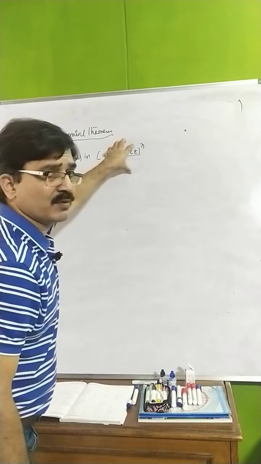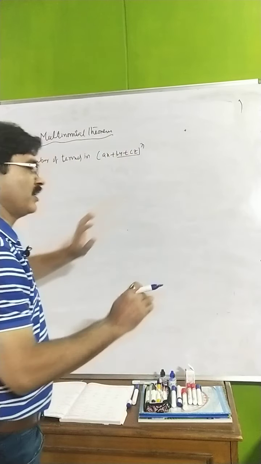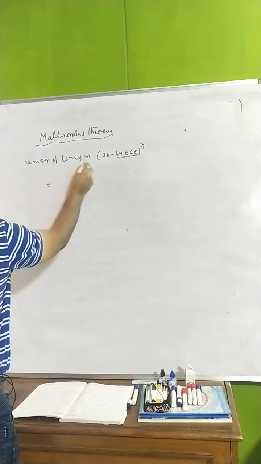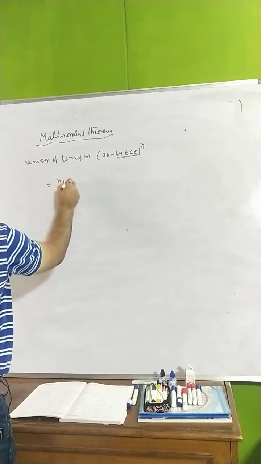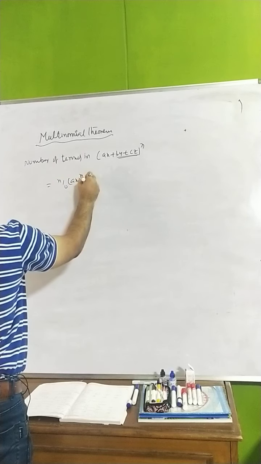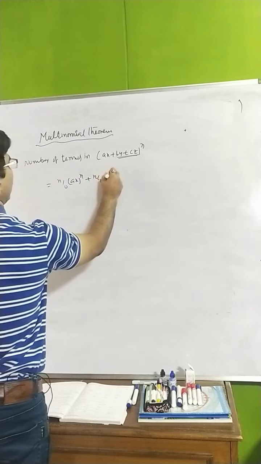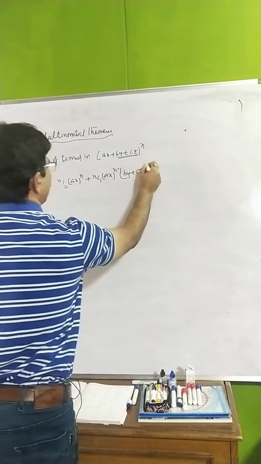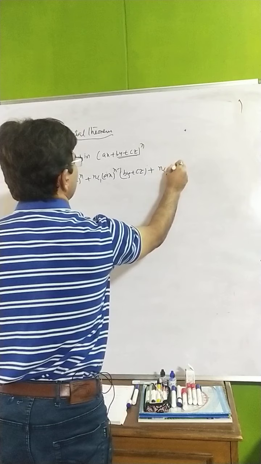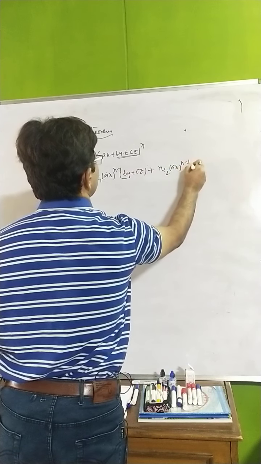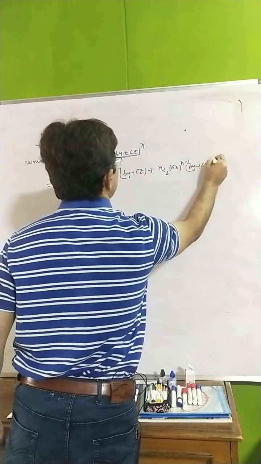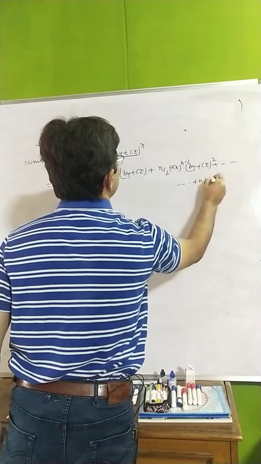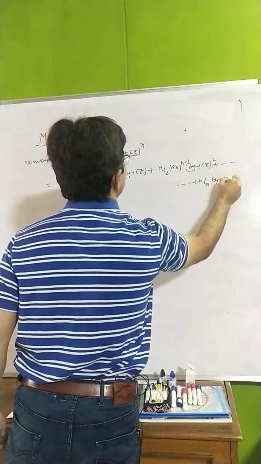How? Treat this one as a binomial, taking this one as one term and this as another term. I want to expand here. How am I expanding? You see, nC0 (ax)^n plus nC1 (ax)^(n-1) (by + cz)^1, plus nC2 (ax)^(n-2) (by + cz)^2, and so on. The last one is nCn (by + cz)^n.